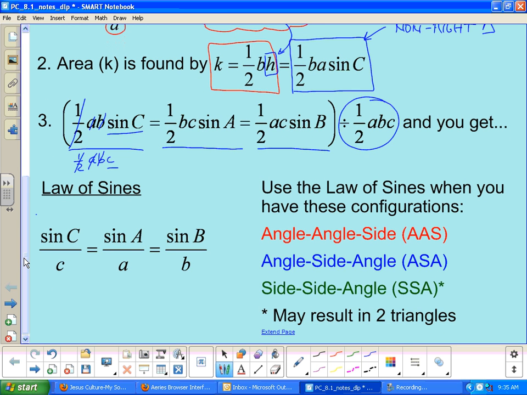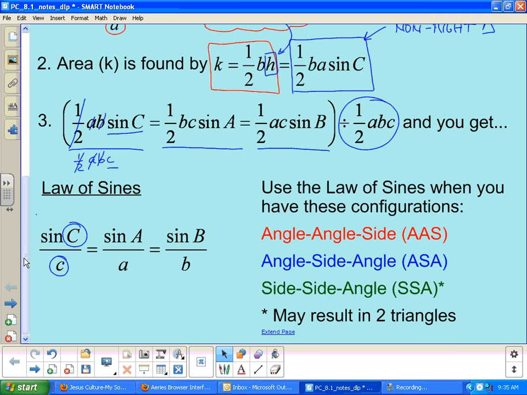So I end up with three different equivalent ratios: sine of C over C, sine of A over A, sine of B over B. Notice that they're all related: A, A, B, B, C, C. That's how it'll always set up. And these then become what I use as the law of sines to find a missing angle on a triangle or perhaps one of the sides. I would need to know the other three components, like two angles and a side, or two sides and an angle, to be able to use the law of sines.